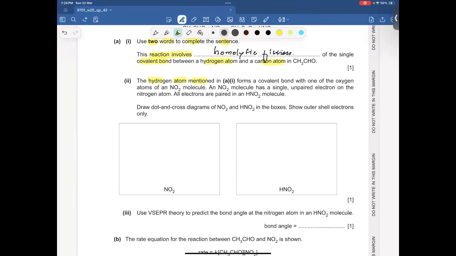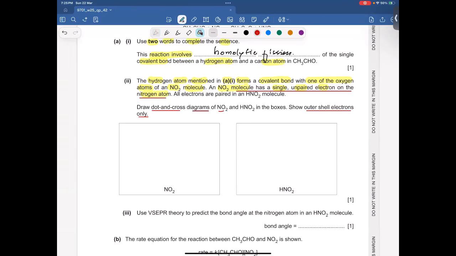The hydrogen atom mentioned in A1 forms a covalent bond with one of the oxygen atoms of the NO2 molecule. Okay. And the NO2 molecule has a single unpaired electron on the nitrogen atom. That's what I've told you. That's a very, very powerful and important statement. Okay, so draw a dot and cross diagram of the NO2 molecule. Show outer shell electrons only.